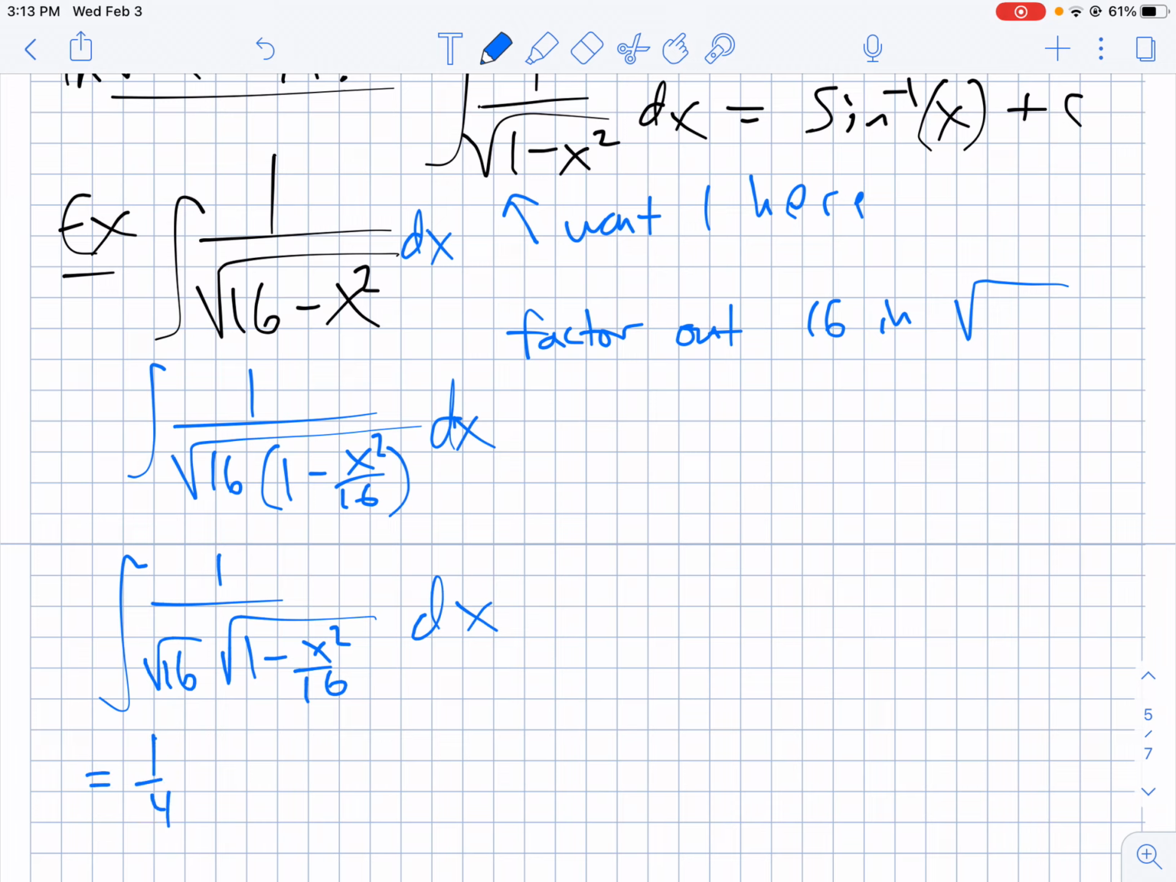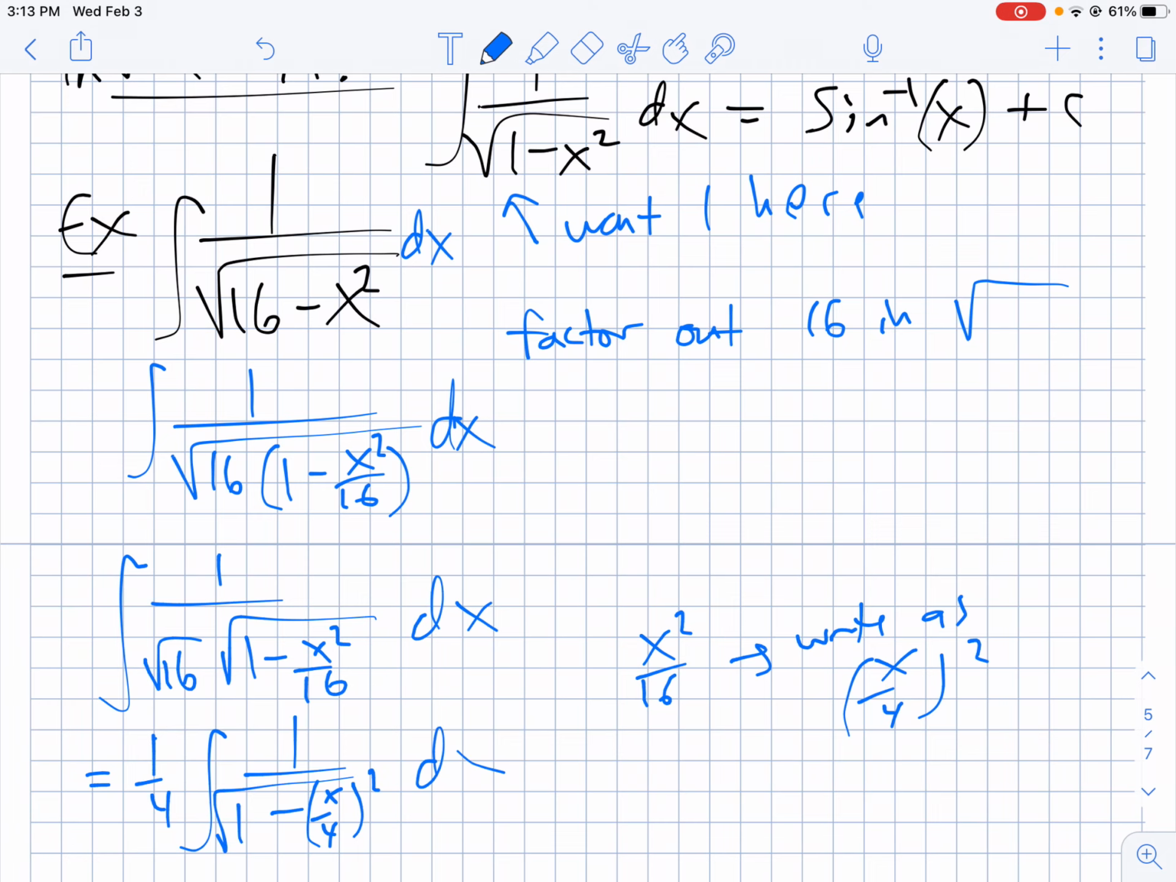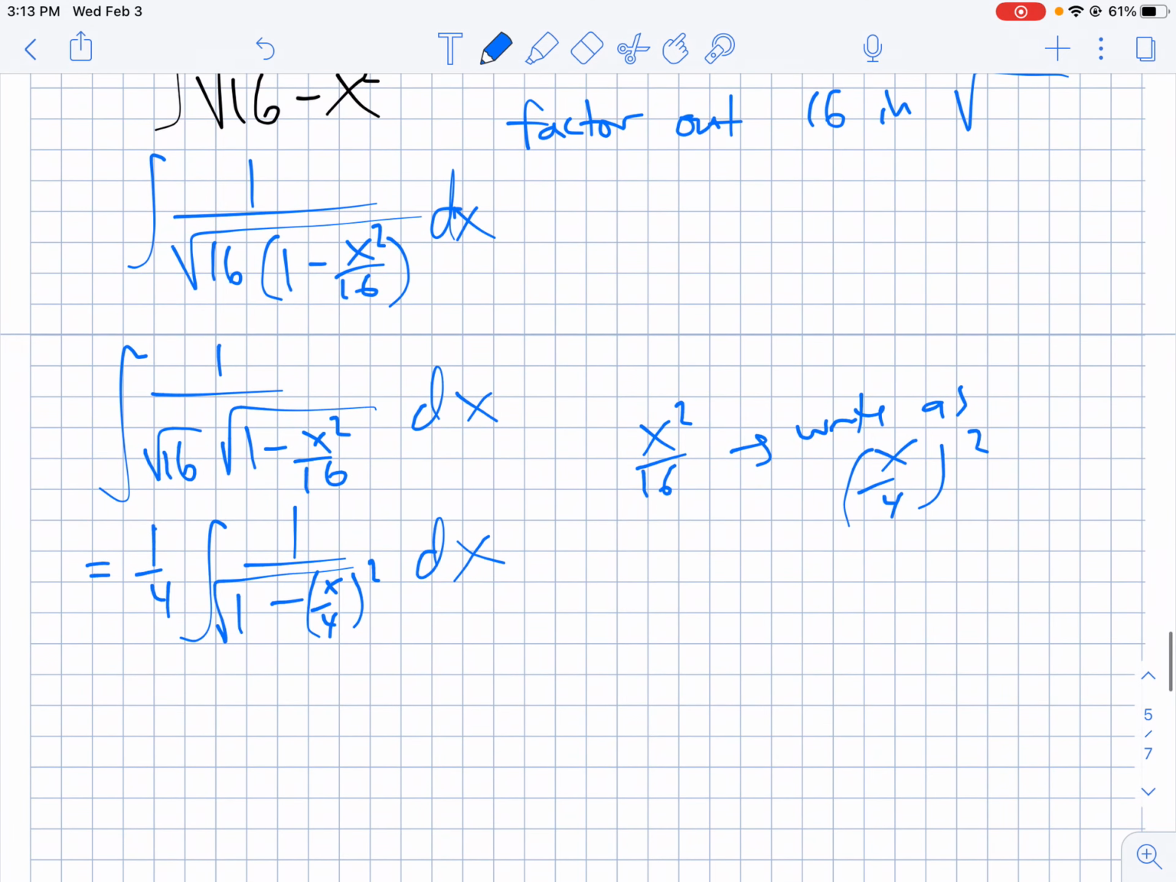So that's 1/4 times 1 over the square root of 1 minus, and of course, x squared over 16, we want to write this, just like we did with inverse tan, as (x over 4) squared. So that's (x over 4) squared, and this is all inside the square root. Okay, and then something really cool actually happens here that always happens on these problems. Once we have something squared, that's where I do my u sub, right? So I'm going to pick u as x over 4.